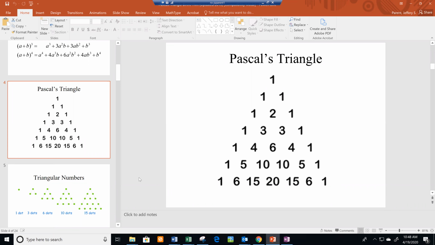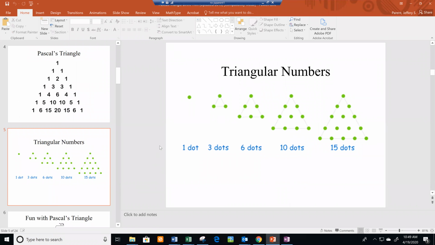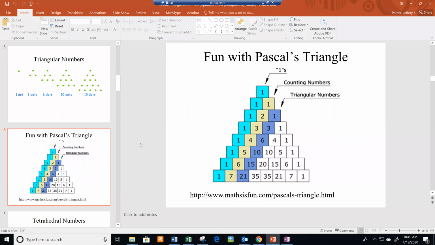But Pascal's triangle has a lot of cool things in it. For instance, you can see that these are so-called triangular numbers. You know, dots configured in such a way that they represent a triangle, like the setup for a game of bowling right here, 10 dots or 15 dots. Well, those are in Pascal's triangle. If you look down this column, you get the triangular numbers. So the next one after what we saw would be 21.